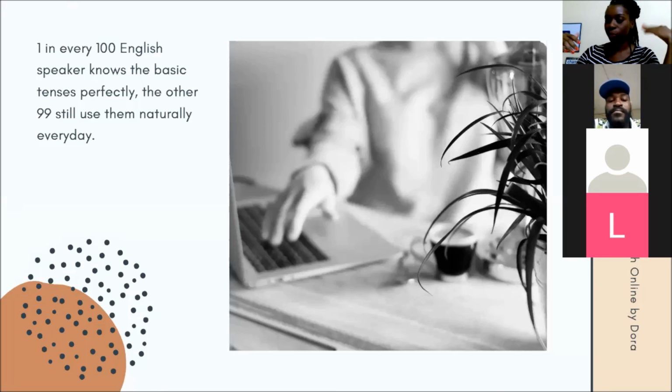Les temps du passé, il y a le past simple, past continuous, past perfect and past perfect continuous. Pour le présent, c'est la même chose. Il y a le simple present, present continuous, present perfect, present perfect continuous. Pour le futur, c'est exactement la même chose. Il y a le futur simple, future continuous, future perfect, and future perfect continuous.